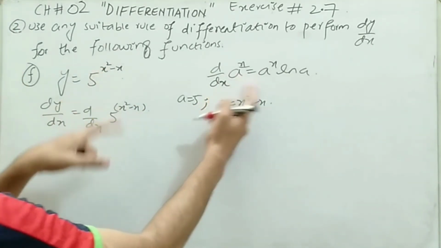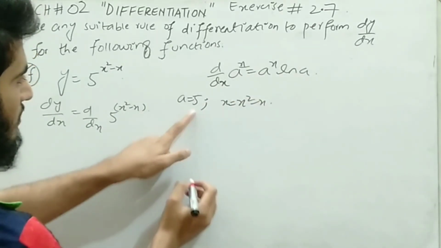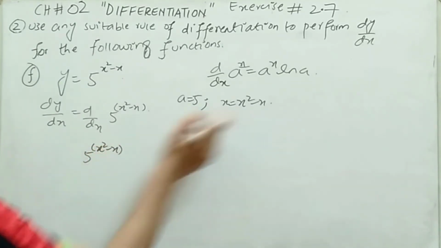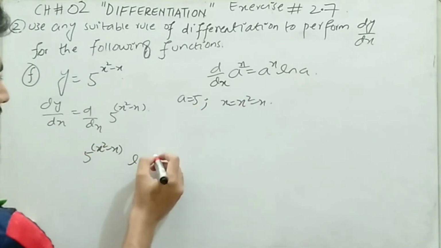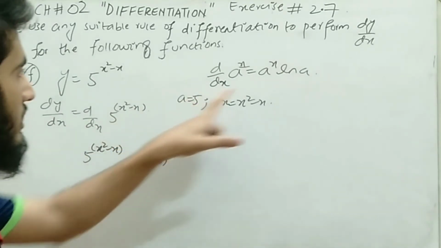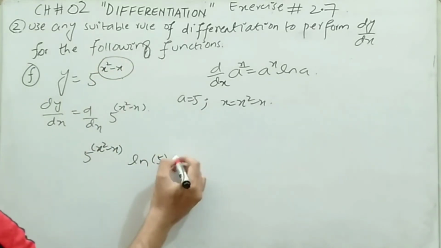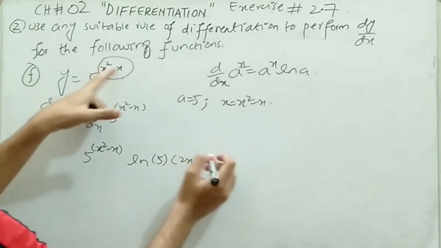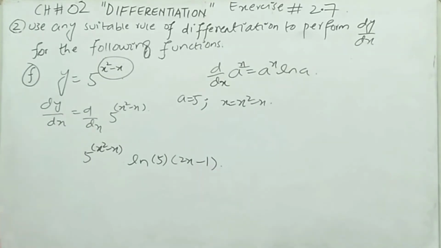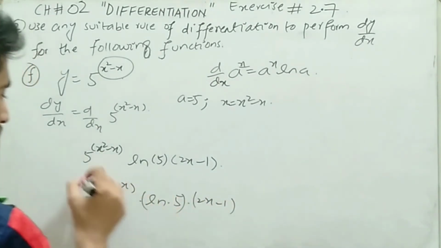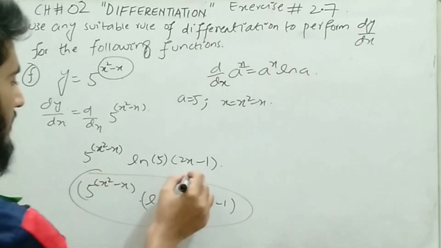The derivative of a power x is actually equal to a power x ln of a. Here a is pi, so it is pi power x square minus x, and ln of a is ln of pi, and the derivative of this inner function: x square's derivative is 2x, and the derivative of negative x is negative 1. So the whole answer will be pi power x square minus x dot ln of pi and dot 2x minus 1. So this will be the required derivative for this part.